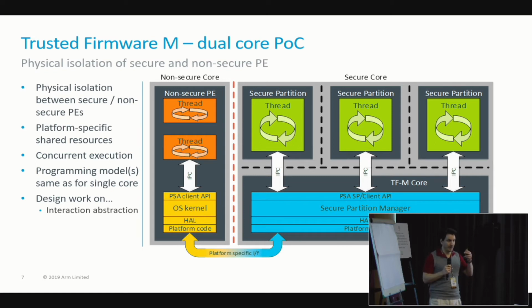higher levels, so non-secure threads and secure partitions can interact using the existing APIs that we have defined for a single core use case. But of course, design work is going on for defining an appropriate level of abstraction of the interaction of the two cores in this case.